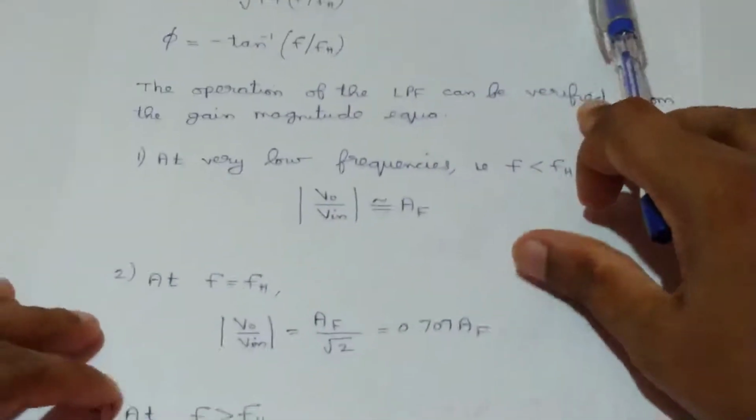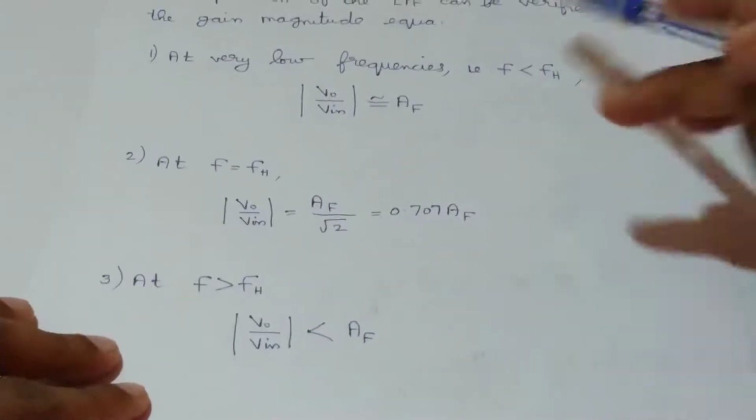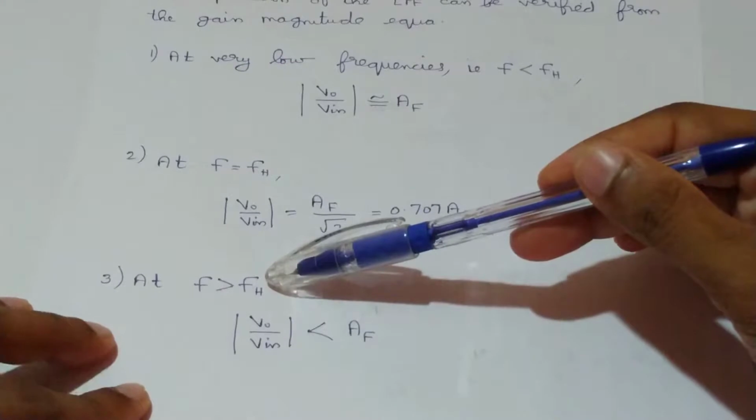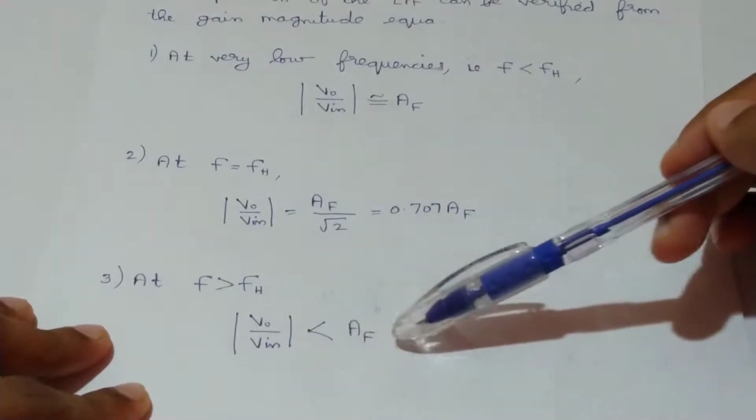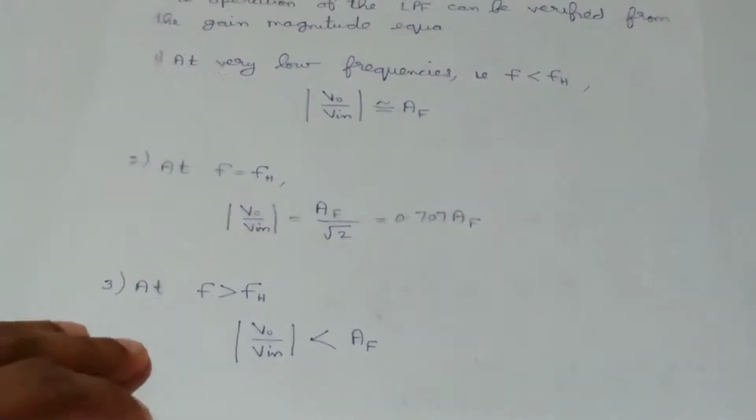Now consider the third condition. At f greater than fh, this Vout by Vin value will be less than AF. How will we get this?